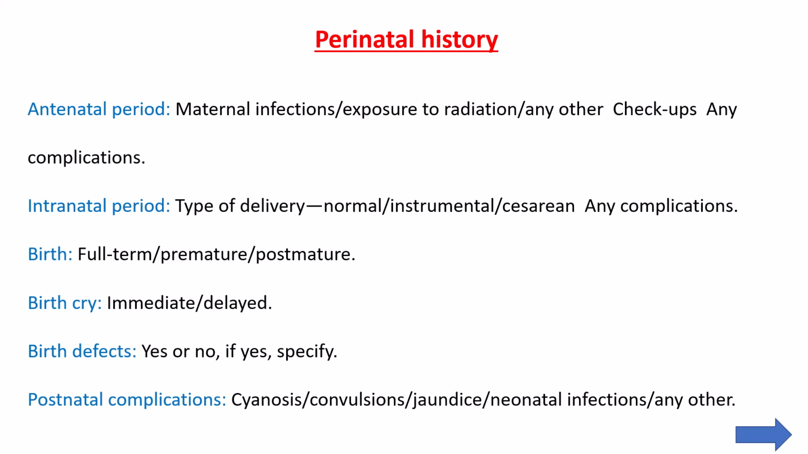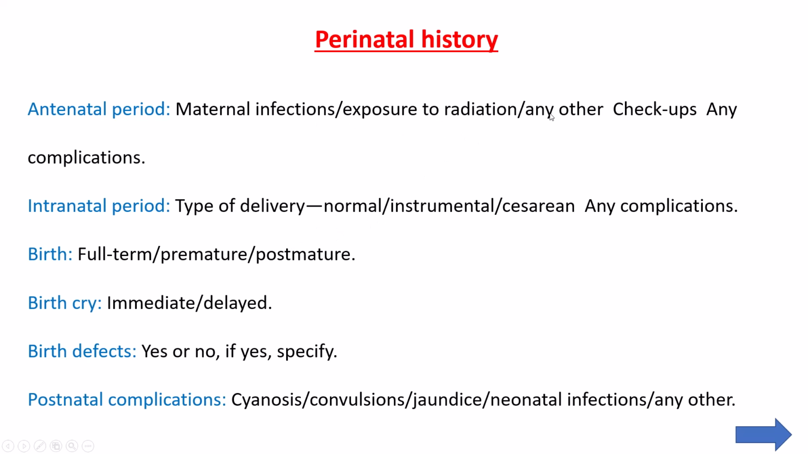Then the intranatal period, that is, the time of delivery. Antenatal period is at the time of pregnancy. So intranatal period, delivery time, what happened? If it is normal, then normal. Whether instrumental delivery happened or not, we have to ask. Cesarean or any complications, we have to write. Here any complication at the time of antenatal period, and here any complication at the time of intranatal period. Birth: full term, preterm, post mature. Not all of these; whichever is suitable we have to write.